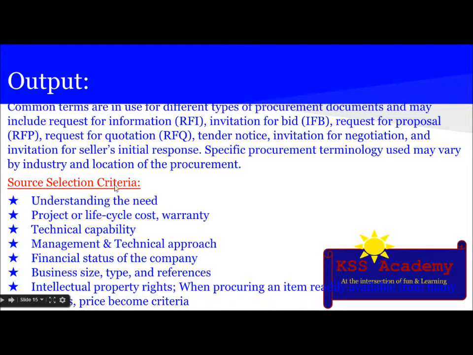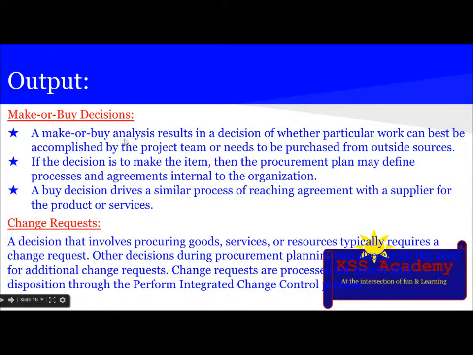The next output is source selection criteria, which includes understanding the need, project or life cycle cost, warranty, technical capabilities, management and technical approach, financial status of the company, business size, type and references, and intellectual property rights. When procuring an item readily available from many vendors, price becomes the criterion. The next output is the make or buy decision. A make or buy analysis results in a decision of whether particular work can best be accomplished by the project team or needs to be purchased from outside sources.